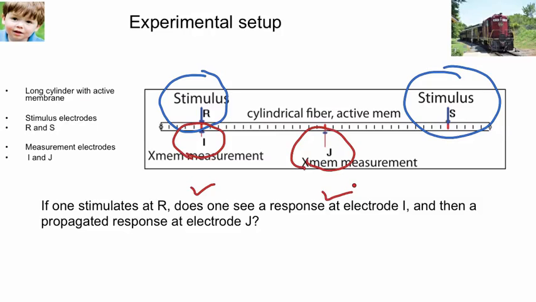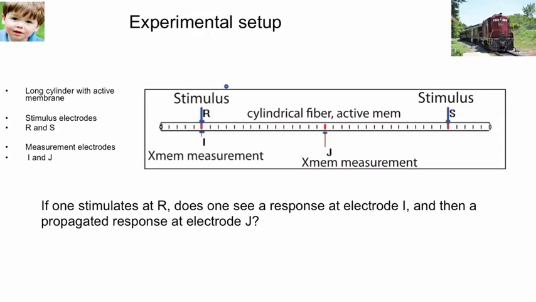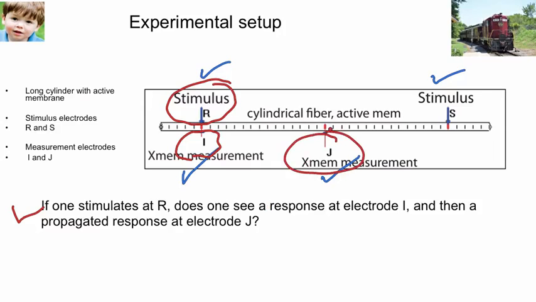Please notice on this slide that the stimulus electrodes here and here are not the same as the measurement electrodes. One of the measurement electrodes, the one on the left, measurement electrode I, is at the same place as stimulus electrode R. But the other measurement electrode, J, is out in the middle of the fiber where there is no stimulus electrode. That gets to be a significant point later on. So now the question that we're going to ask in various forms for the next few slides is the following question. If one stimulates at electrode R, stimulates here, do you see a response here at I? And then, do you see a response here at J? Let's just look and see.